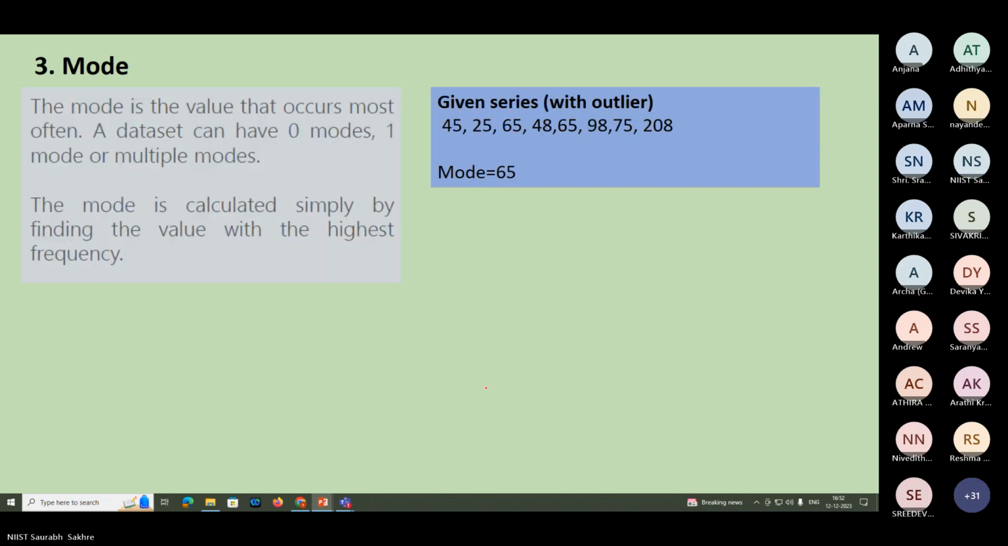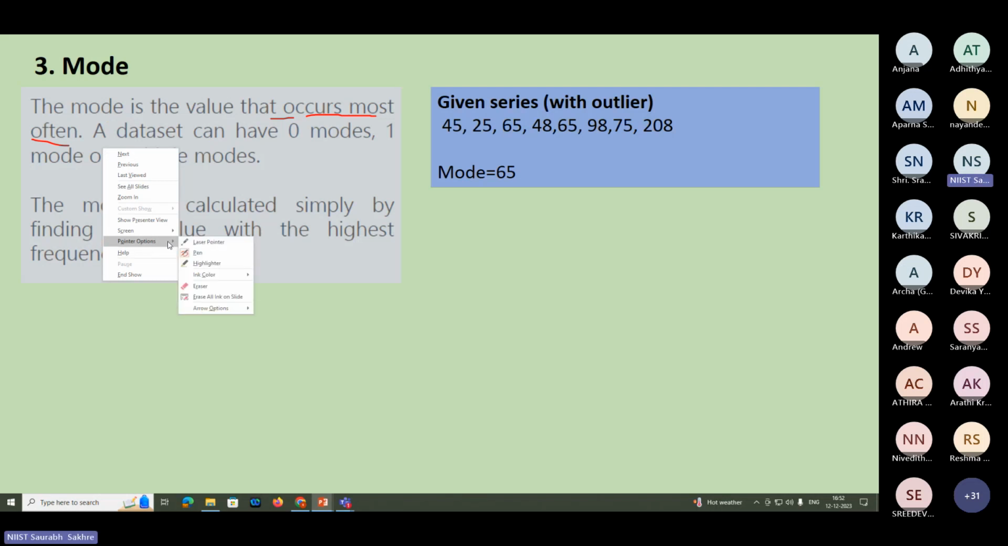Okay. Now we will see the third one, mode. Mean and median we have seen. Now we'll see mode. What does mode mean? The mode is the value that occurs most often. Means the more a value is repeating in a set, the more it is towards the modal class. Okay, a data set can have 0 modes, 1 mode, or multiple modes.